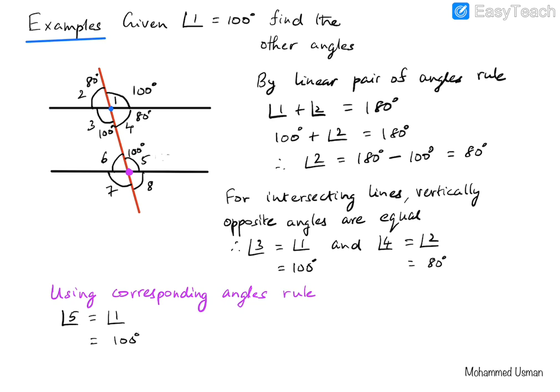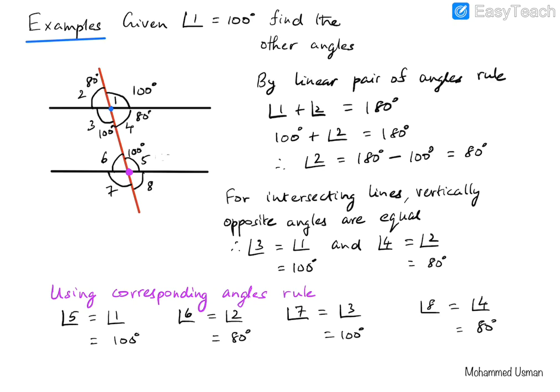Similarly, angle 6 will be the same as angle 2. So 2 and 6 are corresponding angles. So that means angle 6 is the same as angle 2, which is 80 degrees. And angle 3 will be the same as angle 7. Angle 3 and 7 are corresponding angles. So that means angle 7 must be equal to angle 3, which is 100 degrees. And the final pair of corresponding angles is angles 4 and 8. That means angle 8 must be equal to angle 4, which is also equal to 80 degrees.